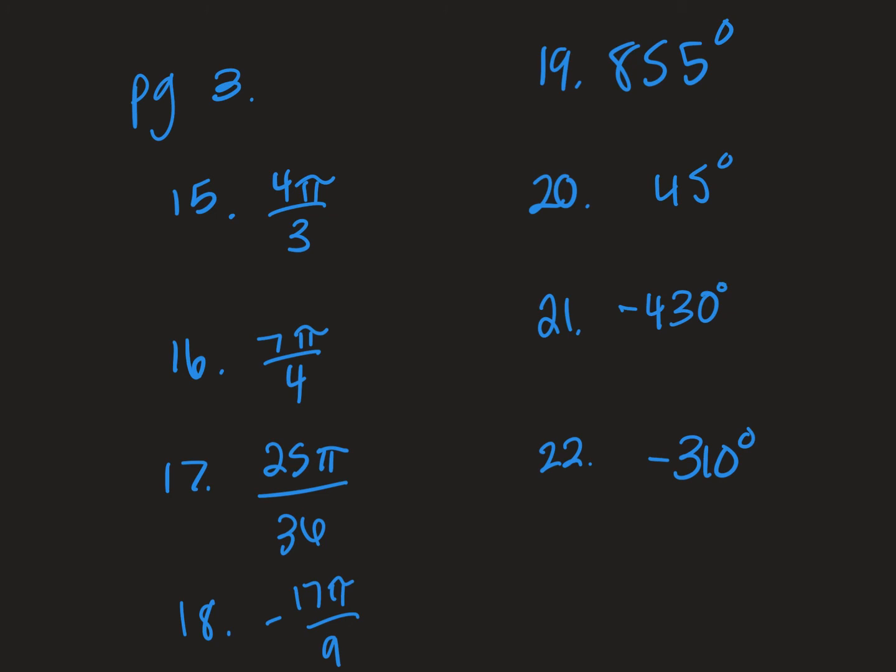Alright, 19, we're going from radians to degrees, so we're multiplying by 180 over pi. So 19 is 855, 20 is 45, 21 is negative 430, 22 is negative 310.